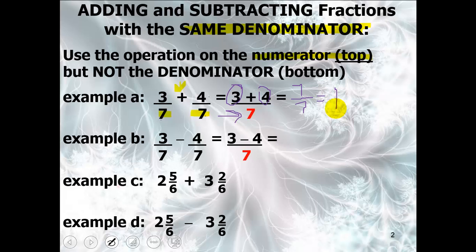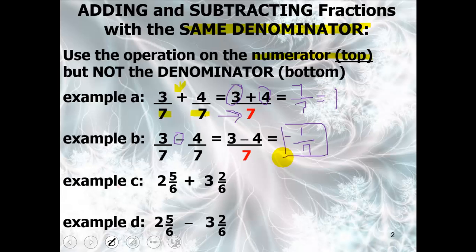Example B, 3/7 minus 4/7. Well, again, we have a common denominator of 7, all right? So we're in equal parts, so all I have to do is apply my operation to my numerators. 3 minus 4 is negative 1 over 7. That's my final answer. Always check to see if you can simplify or reduce any further.